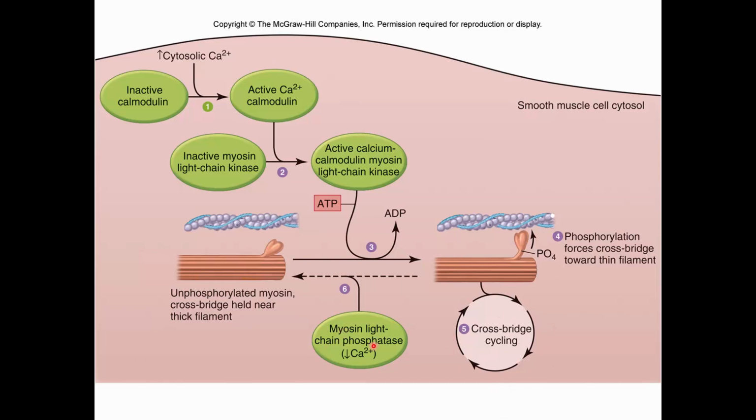Now, myosin light chain phosphatase is activated with low calcium. That removes the phosphate, and then we get more of a relaxation. It's important to realize that these enzymes are working all the time, and if you have more kinase, you're going to have more contraction. If you have more phosphatase, you're going to have more relaxation.